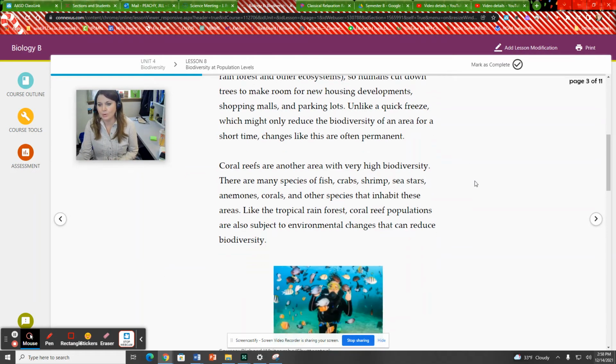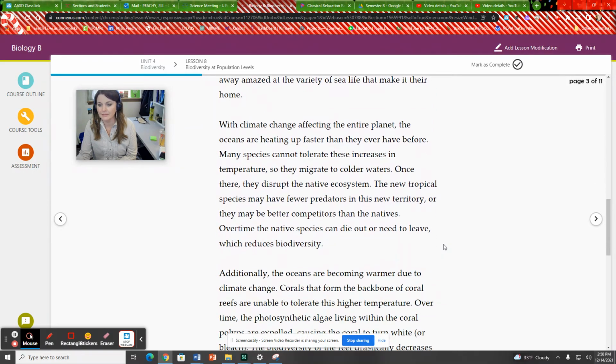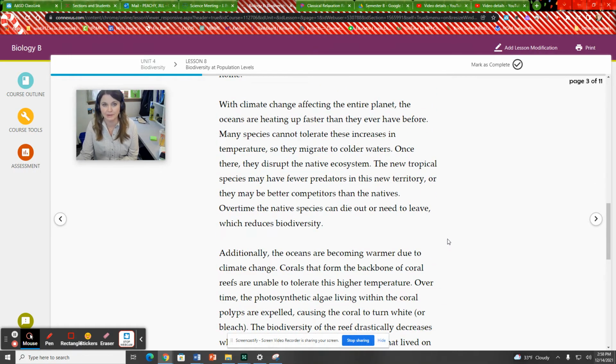It also talks about how coral reefs, which again, like the rainforests of the ocean, right, are highly biodiverse, and that there are a lot of problems with the coral reefs that are also impacting the biodiversity. In this case, it is discussing climate change and how climate change impacts coral reefs.